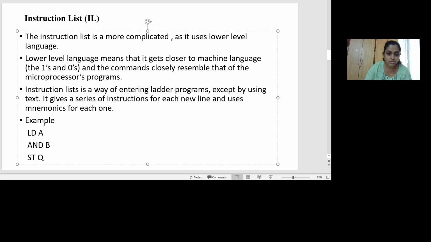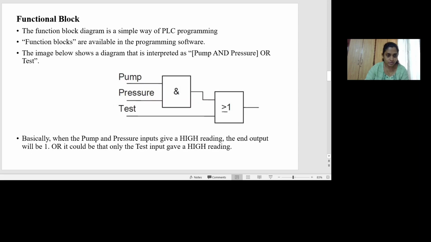So here you see LDA, B, STQ. Like that, some mnemonics will be used to program PLCs. This is the set of mnemonics I have shown here, and this set of mnemonics will be converted into a ladder diagram, and that is shown here.